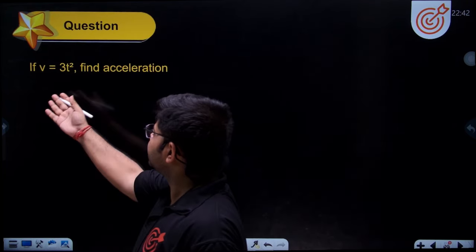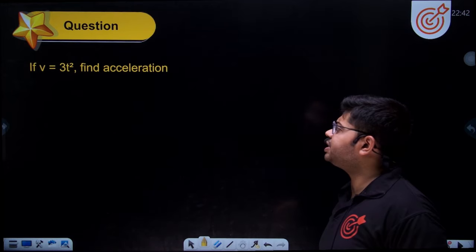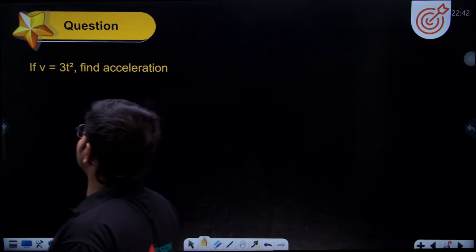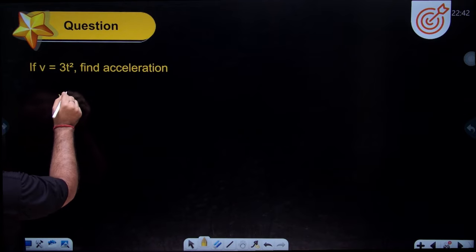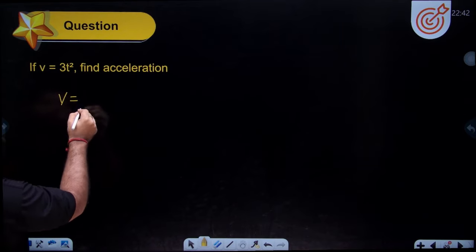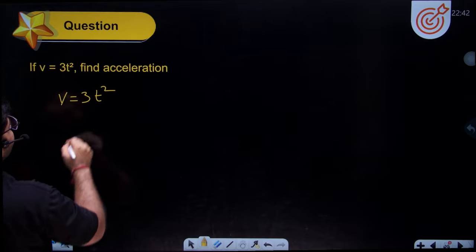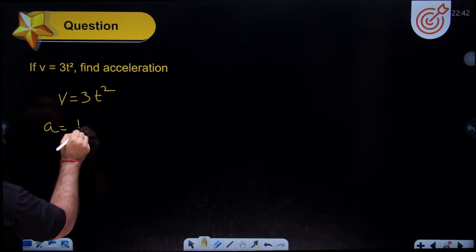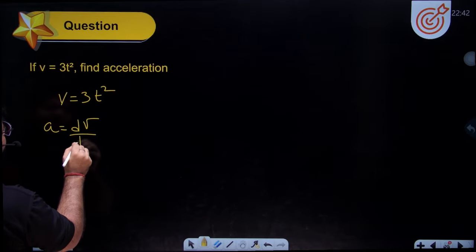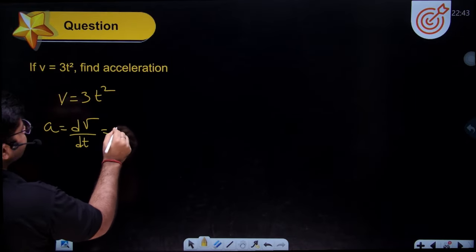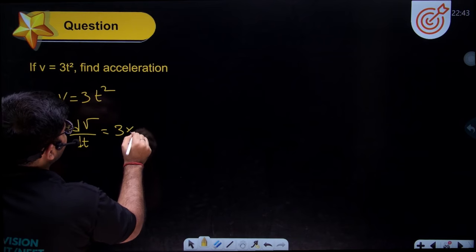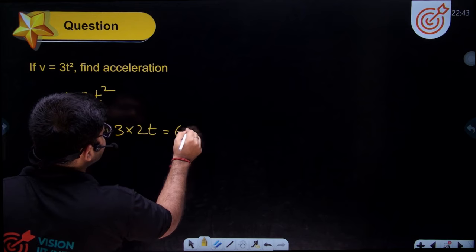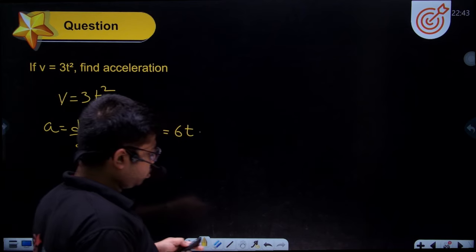Okay. So if v is equal to 3t square, find the acceleration, they are saying. So this is the velocity equation, a function of time that you are given. Now you are asked to find the acceleration. So acceleration you know is nothing but dv by dt. So very easily you can say that it's 3 into 2t. So the acceleration is going to be 6t. This is going to be your acceleration.